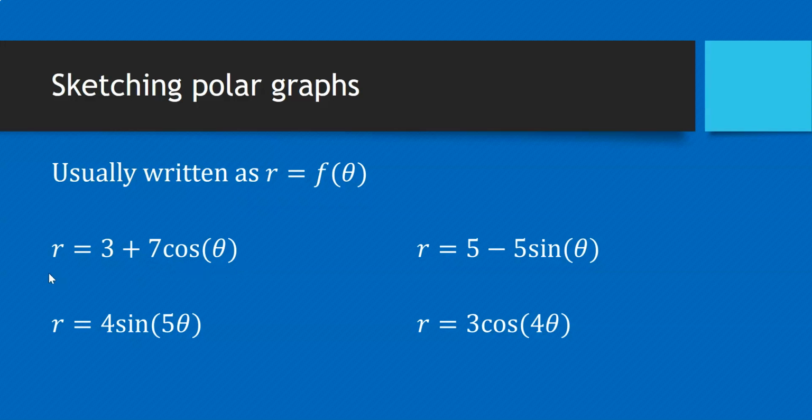Now, let's take this equation here. By the way, usually when you're dealing with polar equations, we like to write r equals a function of theta, just like when we were dealing with rectangular equations. A lot of times we solve them for y, so y is equal to a function of x. Polar equations usually have this r equals a function of theta. So let's focus on this one. R equals 3 plus 7 cosine theta.